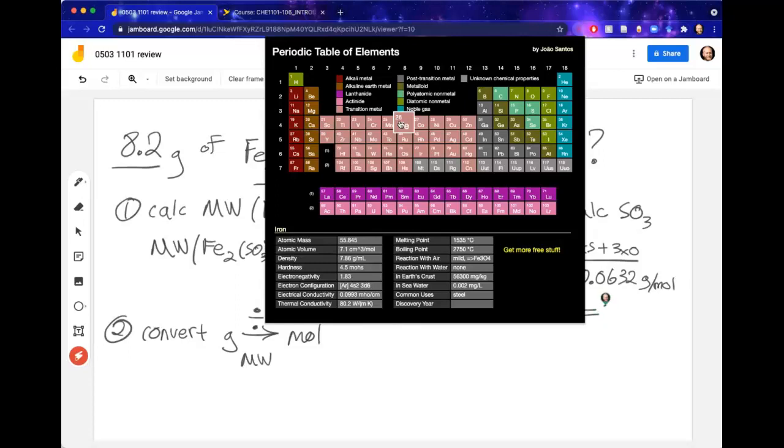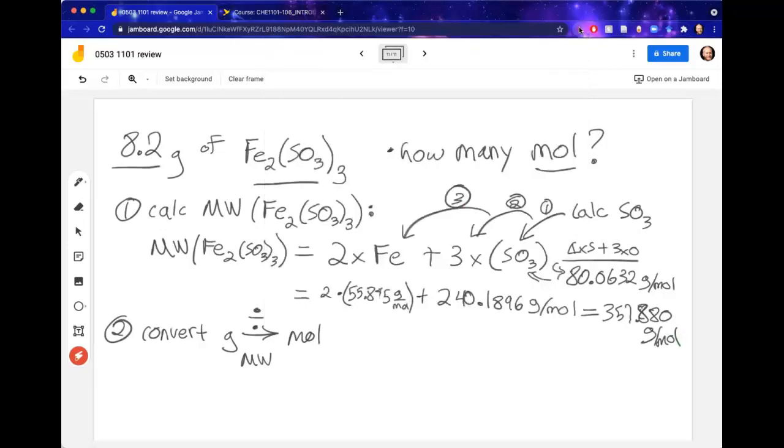I get 351.8796. If we're really being careful about sig figs, then the 3rd decimal place would be where I would round. So this would become 351.880 grams per mole. Woo! We've got our first ingredient, the molecular weight.